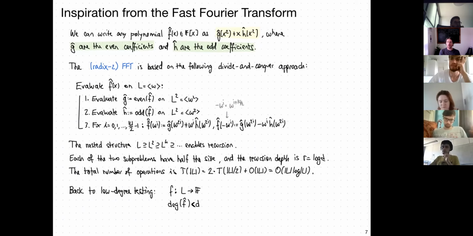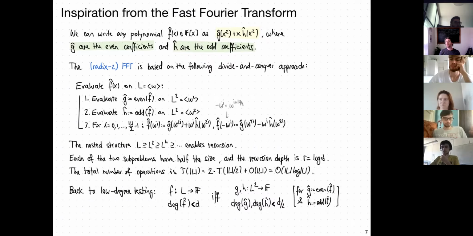So let's see how we can use such an idea in order to do low degree testing. We can take some function f, and maybe this function has degree at most d. We can break it into two functions, the even part and the odd part, and these functions would have degree d over 2. So maybe we can take this simple idea and recurse and recurse and recurse and get something, right? Hopefully that gives you some sense of the approach we're going to take.